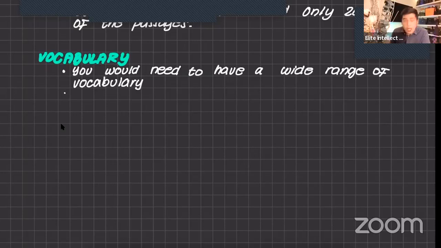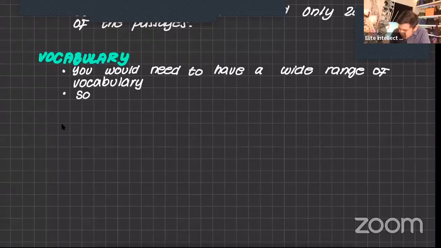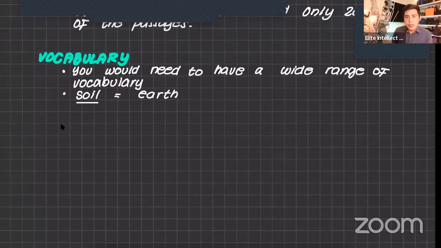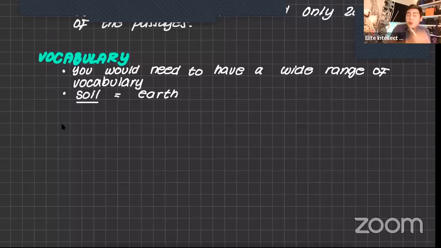Let's say here's an example. I saw a question like this. The keyword is soil. And then on the passage, the word is earth. Children playing with earth is the passage. If you do not know that earth is directly correlated to the word soil and it's its synonym, then you're going to ignore the word earth.